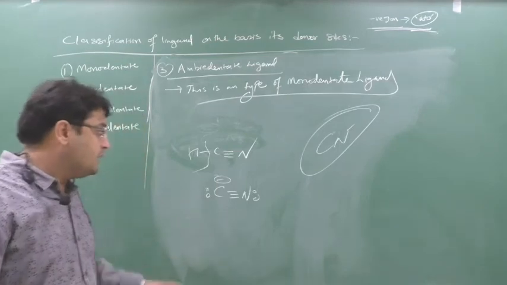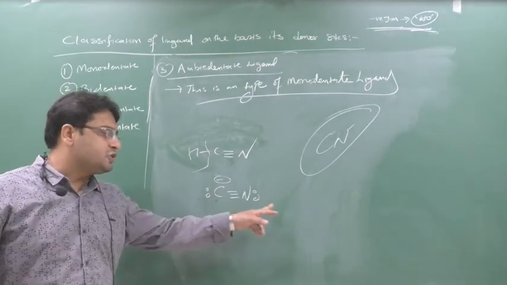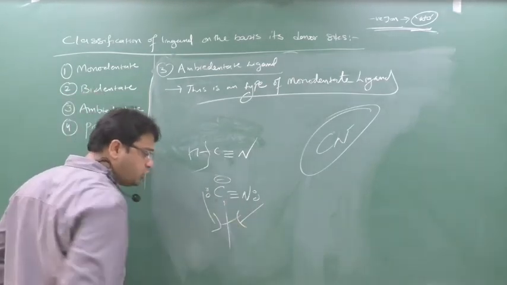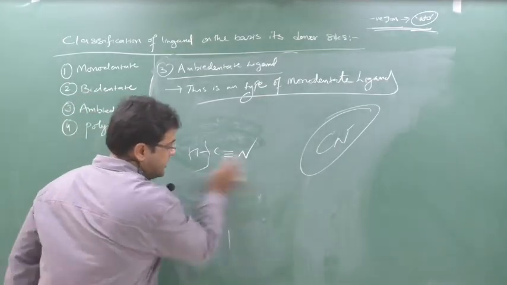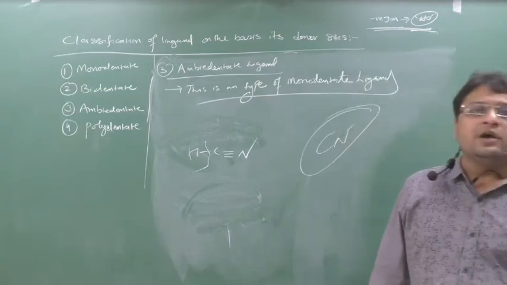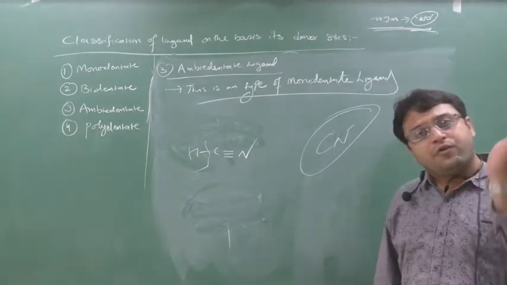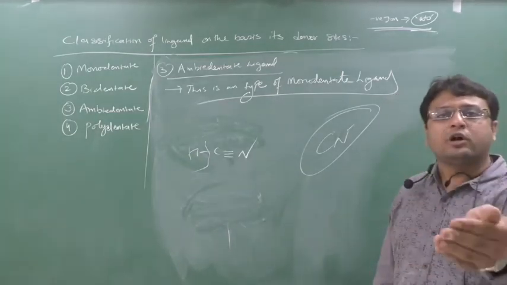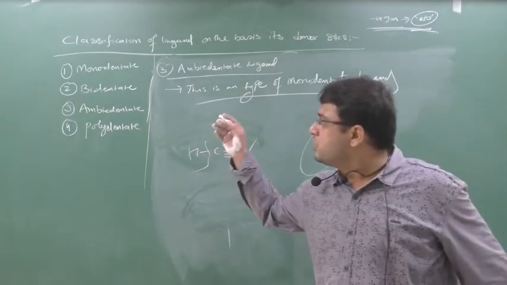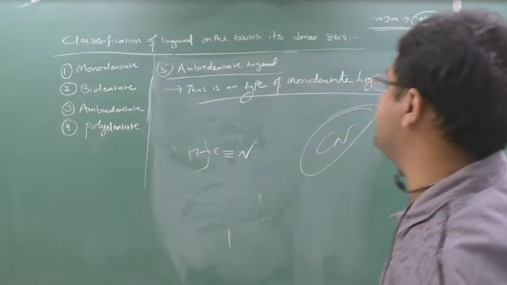First point: here there are two donor sites. Carbon has one lone pair, nitrogen also has one lone pair. So there are two donor sites, but both cannot donate at a time; either carbon will do or nitrogen will do. Ambidentate ligands are ligands which have two donor sites, but out of the two they use only one donor site at a time to make a bond with the central metal atom or ion. This is a special case of monodentate ligand. Clear? So write this down. We'll see the examples and the namings also.